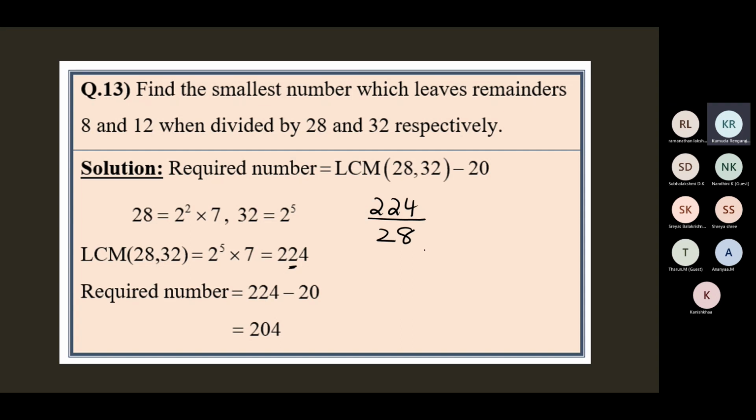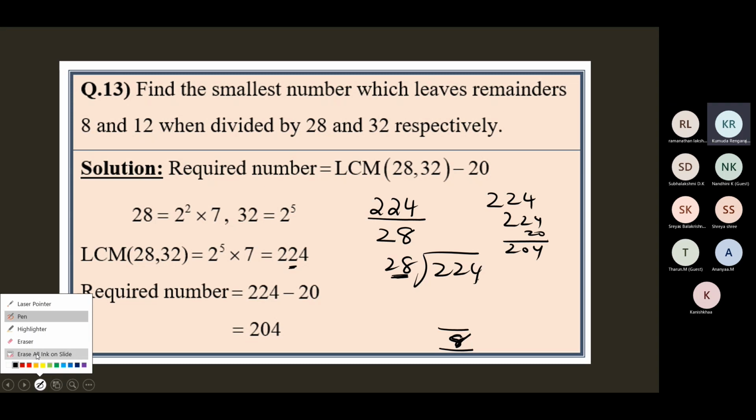Then what should be the number? If the remainder should be 8, that means this number 224 should be reduced. Now, 224 divided by 28 is exactly divisible. If the remainder should be 8, that means this number should be 20 less because it's 28, right? So 224 minus 20. What do you get? 204.